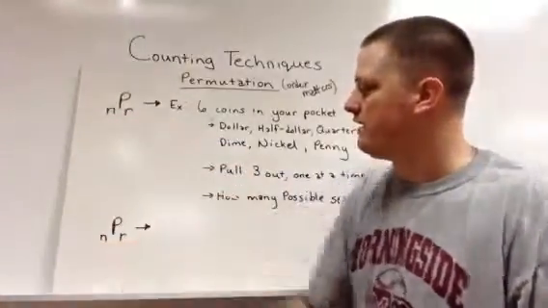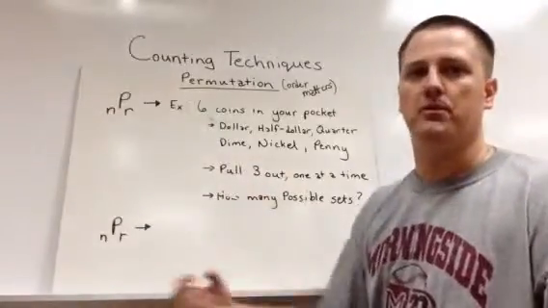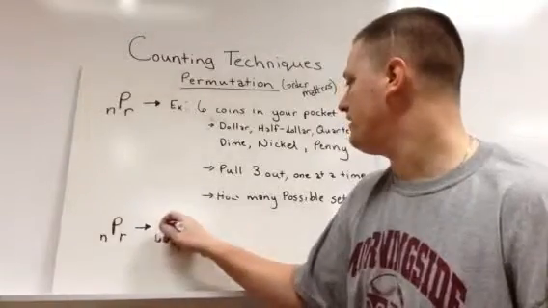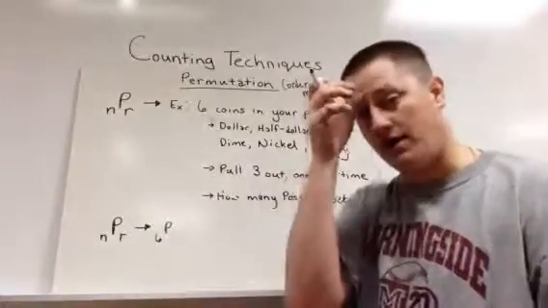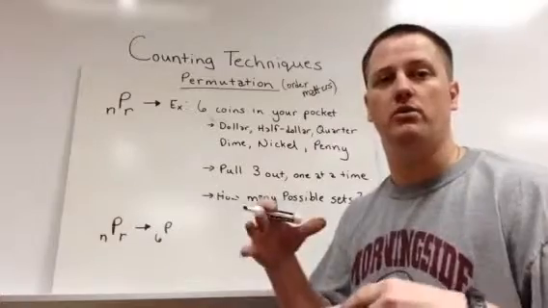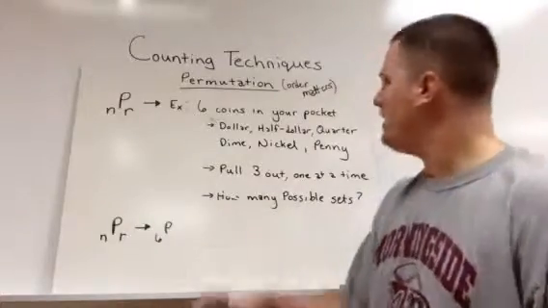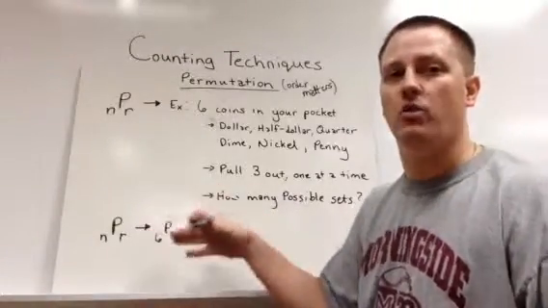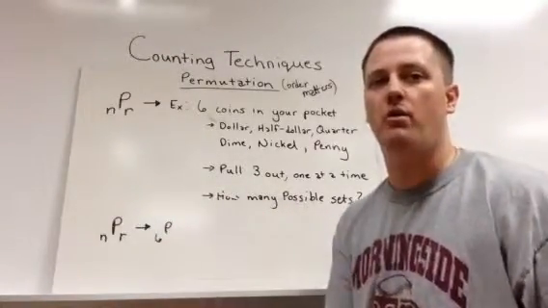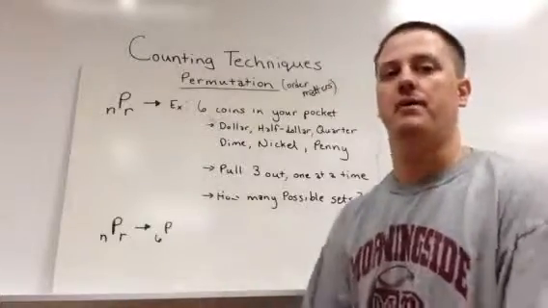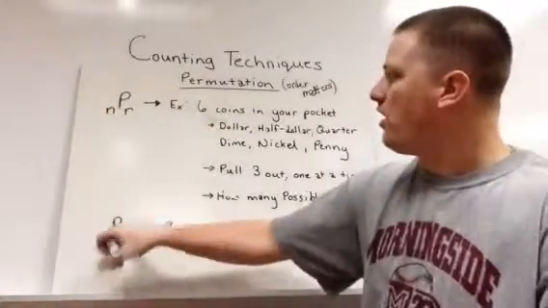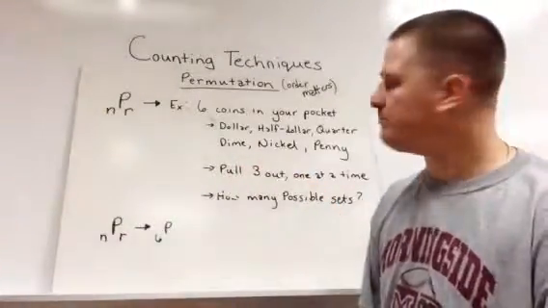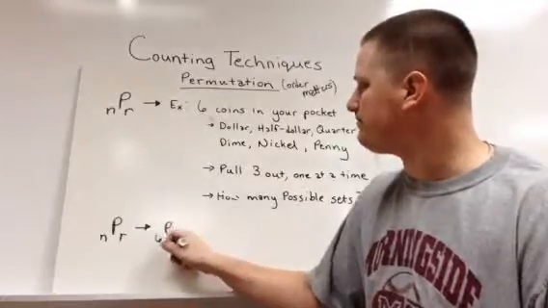Well, this N here represents the total number of possible things that can be pulled out. So this would be a 6. We're using a permutation that tells us that the order matters. So a dollar, half dollar, quarter is different than a dollar, quarter, half dollar. Even though they're the same 3 coins, the order in which we pull them out matters in this case. The R represents how many times we're going to do this process. So we're going to do it 3 times.